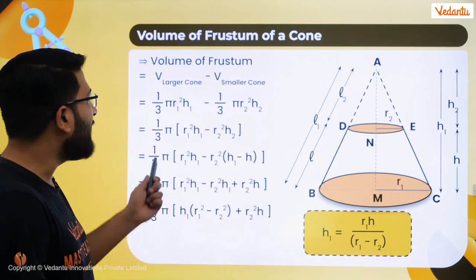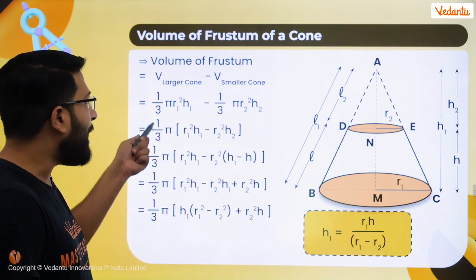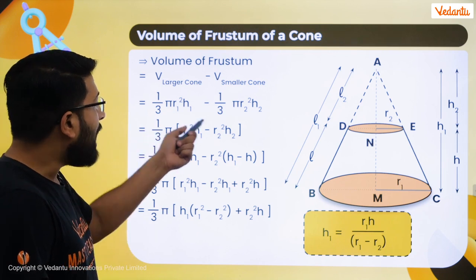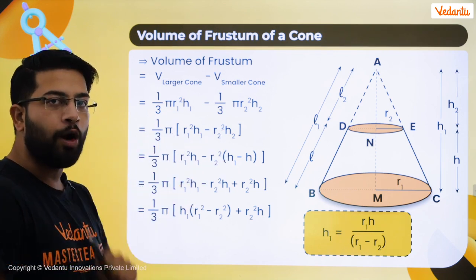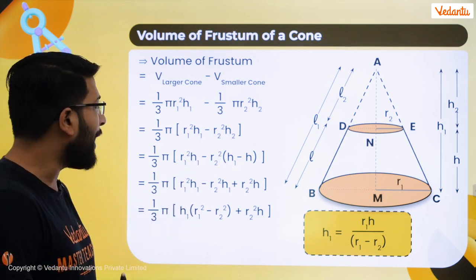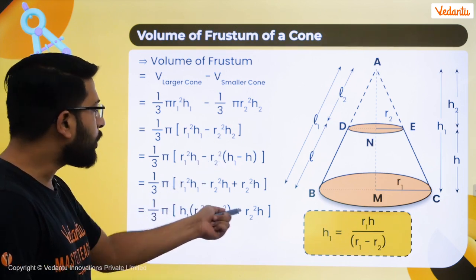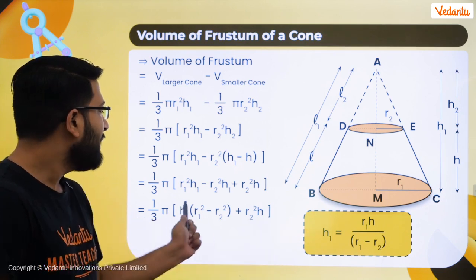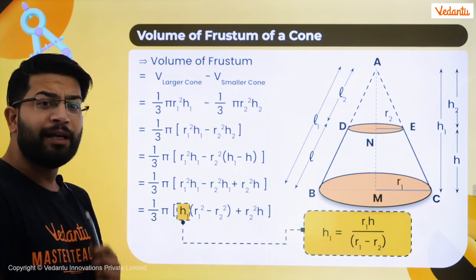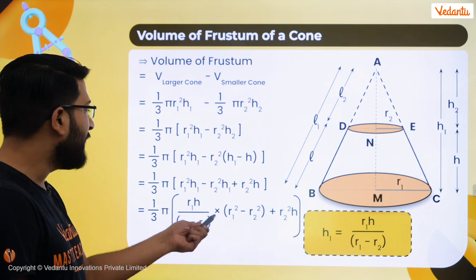So what can we do over here, champ? We can take 1 by 3 pi common. Then after putting the value of h2 as h1 minus h, because we don't want h2, right? Now if we take the common terms, we will simplify. After putting the value of h1 in the form of h, we will get a very simple relation over here.